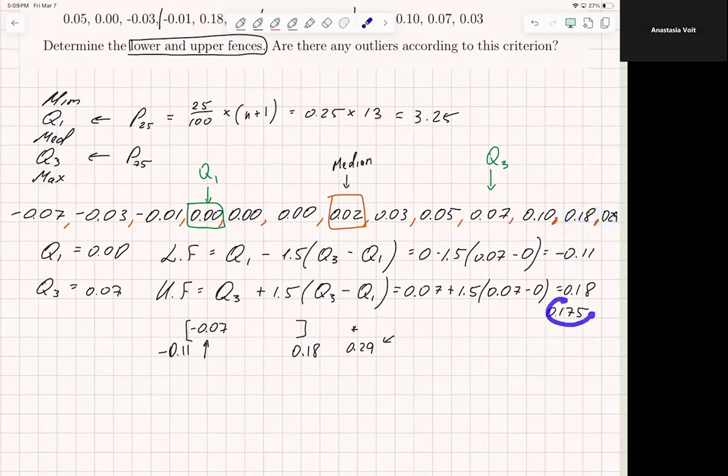If you use it as it was, our fence would be 0.175. And we have 0.18 outside of this value, right? So we have two outliers, 0.18 and 0.29. So these are two outliers, okay?